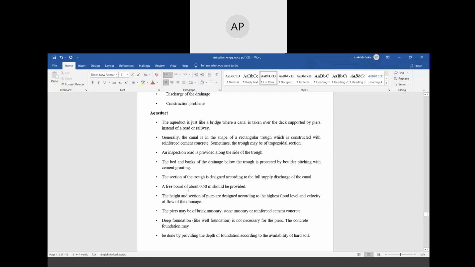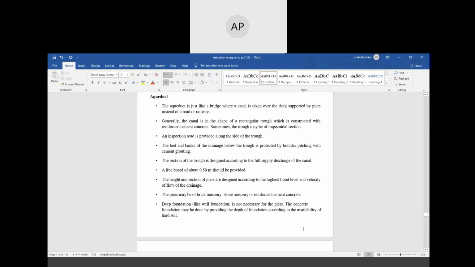A freeboard of about 0.50 meter is provided. And piers may be made up of brick masonry, stone masonry, or reinforced cement concrete. The foundation, like a well foundation or a concrete foundation, may be done by providing the depth of foundation according to the bearing capacity of the soil.